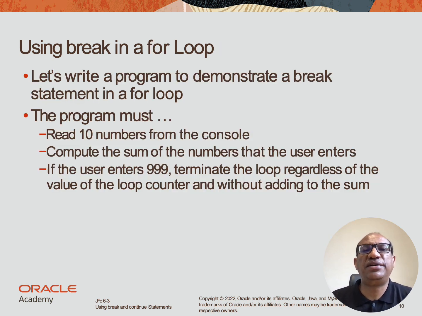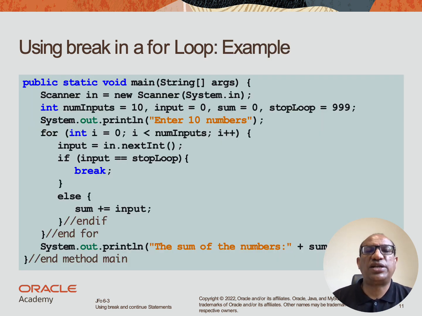Now let's use break in a for loop. Say you are accepting 10 user inputs. If the user enters a special value like 999, you want to stop reading and skip the rest of the loop, no matter how many iterations are left. Here is that code in action. Type 999 at any point and the loop exits.